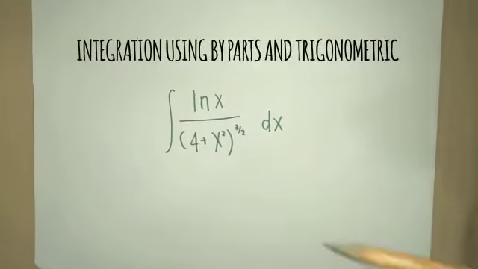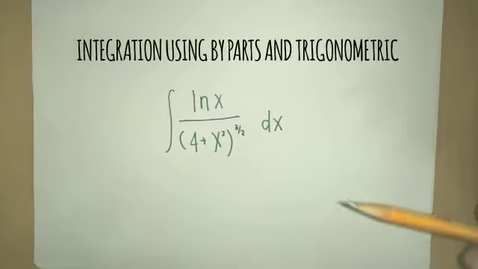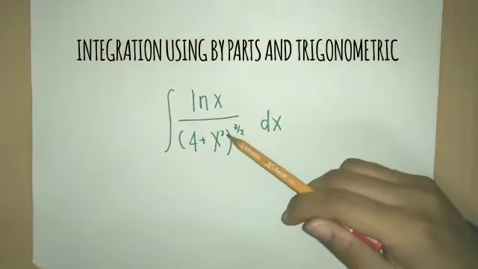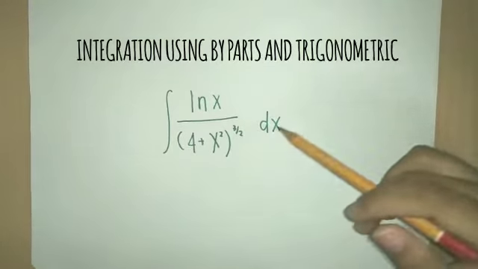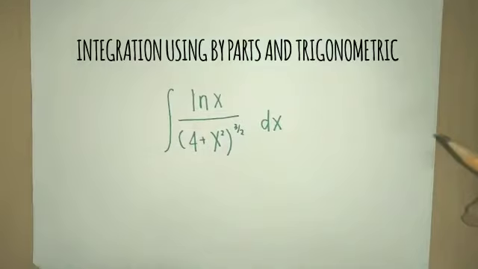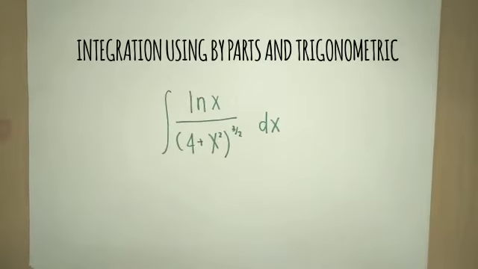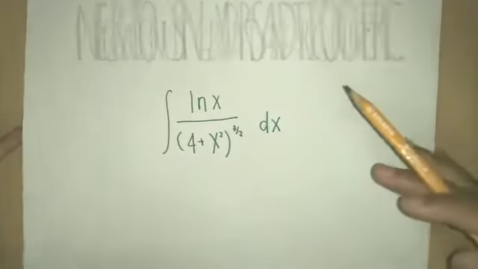So today we'll be solving an integration question. The question given is integrate ln x over (4 plus x squared) to the power of 3 over 2 dx. To solve this question, we have to use the by-parts method. Before we reach the by-parts method, we have a few steps to be solved.